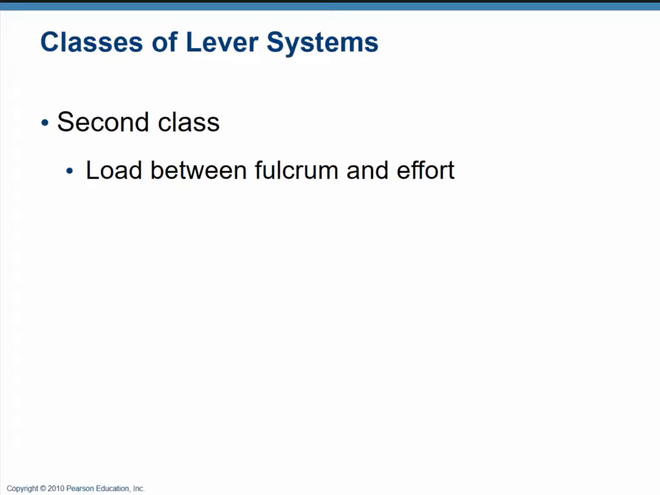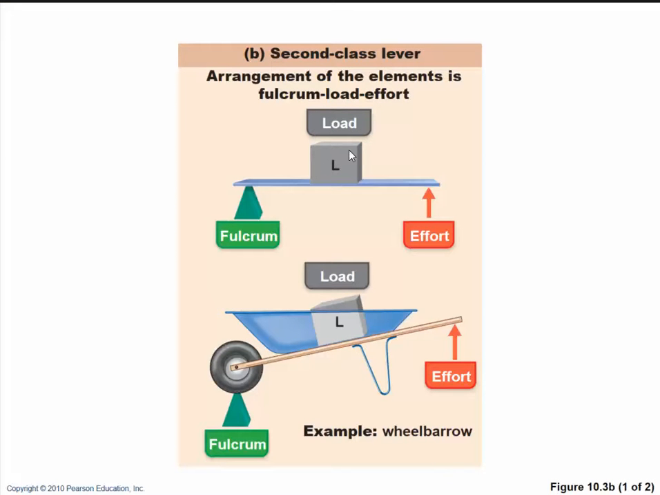Second-class levers are where the load is between the fulcrum and the effort. Now, the thing about second-class levers is this. The wheelbarrow is a classic example. The effort is further up, the load is closer. So the distance from the fulcrum to the load is less than the distance from effort to load. Therefore, it takes less effort to move the load. So you lift the handle back here 10 centimeters to lift this load 5 centimeters.